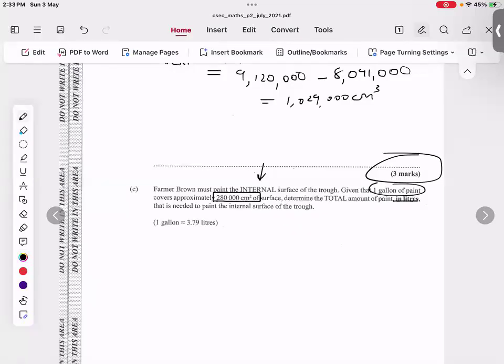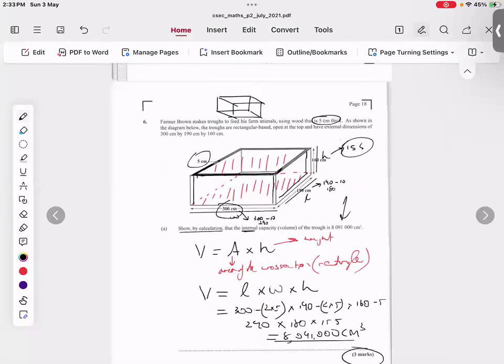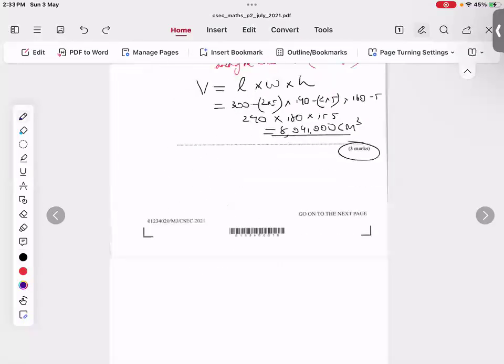So several conversions are needed here. That is, to paint the internal surface. Let me just show you what the farmer is trying to paint. The farmer is going to paint inside of this thing right here, around the edge, the internal part. Now that internal part, ladies and gentlemen, is what we call surface area or curved surface area.